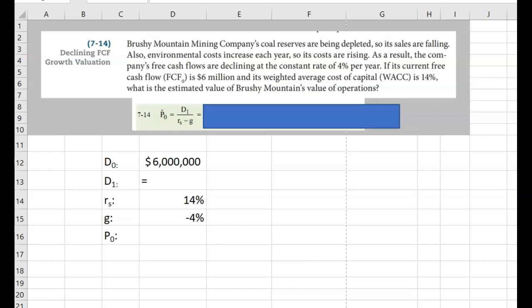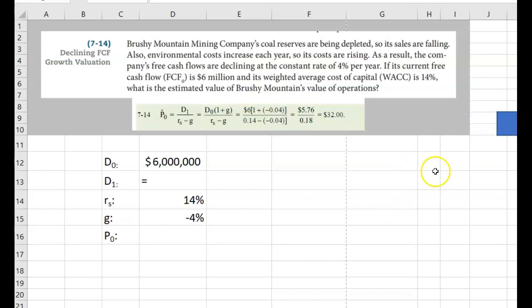So we need to put some variables in. We need to calculate D1. Now, normally D stands for dividend, but we can use free cash flow as a surrogate for dividends, and we can use that as a surrogate for the value of its operations. Okay, so if I slide that out of the way, we can see the math involved.